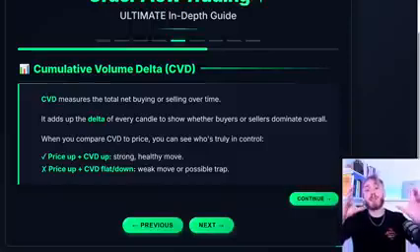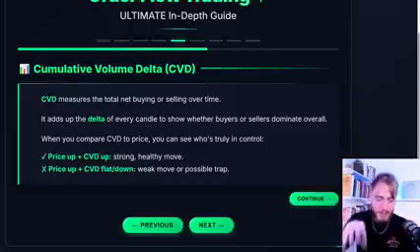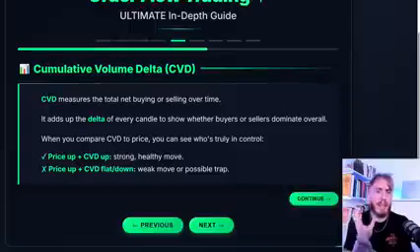Alright, so now it's time to take a look at our next tool. This right here is a super powerful tool, but it can be a little bit hard to use, and it can also be hard to actually find the right tool in TradingView and to set it up.